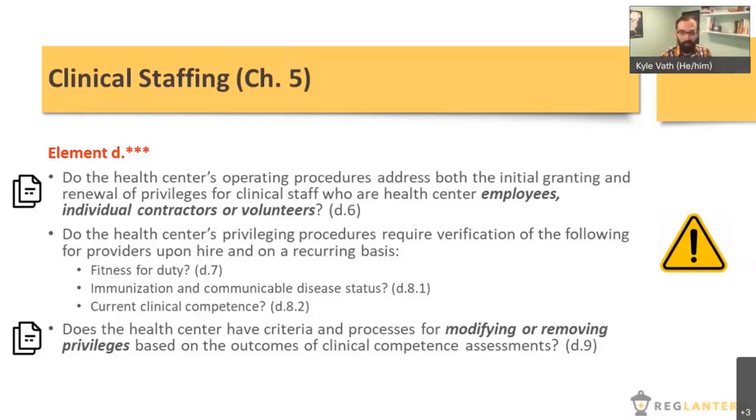And then, does the health center have criteria and processes for modifying or removing privileges based on the outcomes of clinical competence assessments? So this, again, you just need to have this language in your credentialing and privileging of how you modify or remove privileges. So if something comes up in a clinical competency test, a peer review, something like that, you need to have some clause, some policy for how you will modify those privileges, or how you remove them. If someone keeps missing a certain area of clinical care and it keeps showing up in peer review, how do you make sure that you have a policy for removing or modifying those privileges?